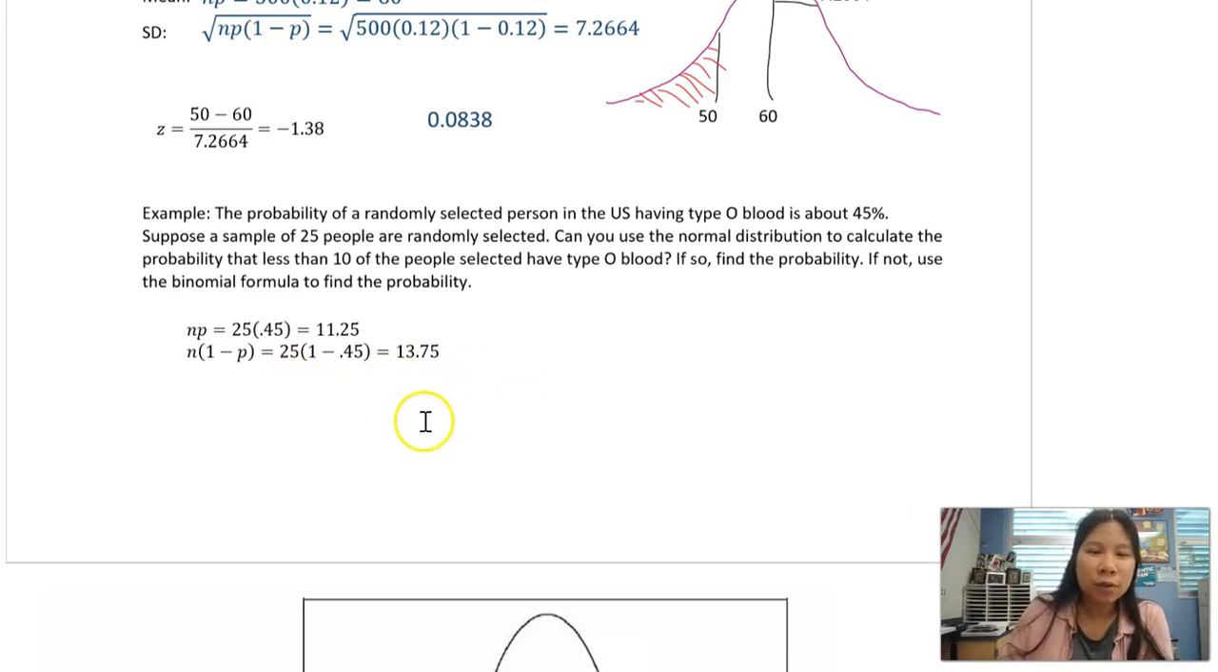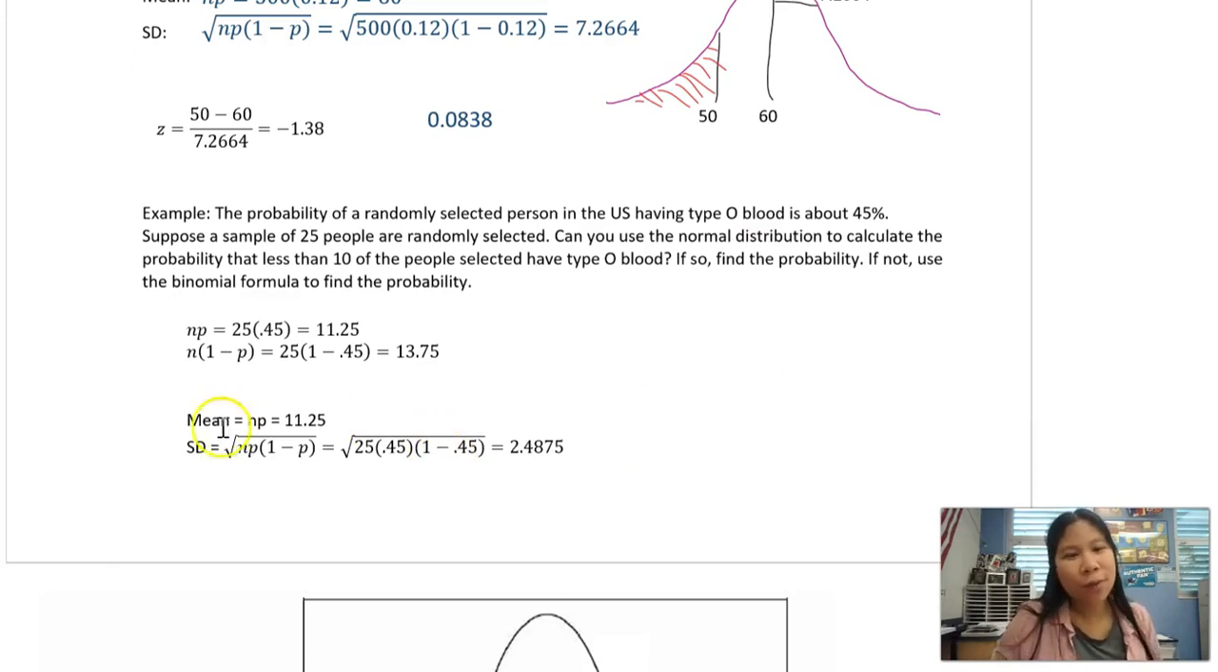So if we know the normal curve will work here, let's draw our normal curve, find the mean and standard deviation, find the z-score, find the probability. I've done some quick math for you. The mean ends up being 11.25 because n times p, which we just did. The standard deviation, we have our formula. Plugging everything in, we get 2.4875.